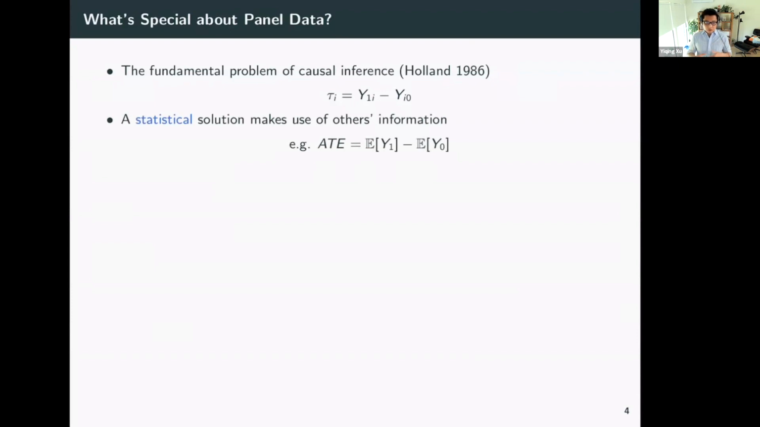Okay, so Holland, in this paper I'm sure most of you have read, proposed two solutions. One solution is what he called a statistical solution, which is to make use of some kind of randomization or ignorability to leverage information from other groups to get an idea of your counterfactual, or at least the average counterfactual. That is what an experiment is doing, right? You don't get to observe your own counterfactual, but in a randomized controlled trial, on average, the control group's average can serve as an estimate for the average counterfactual.